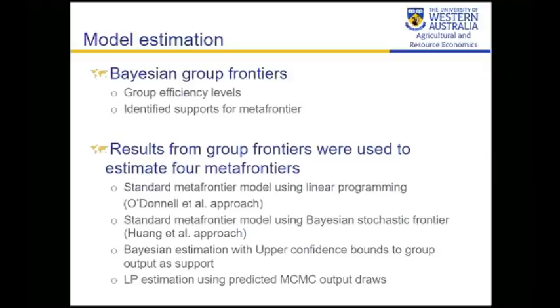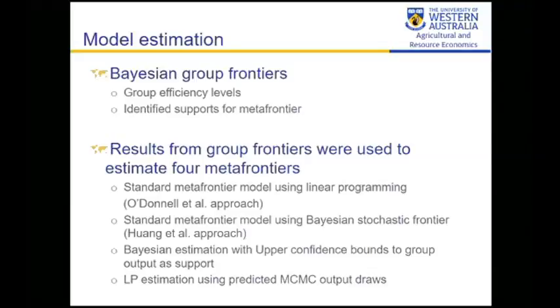And the fourth method we used is that instead of using the individual observations to estimate our Metafrontier, we use the predicted Monte Carlo output draws. So when we estimate our Bayesian group frontiers, we use the draws, entire chains from the group frontiers to estimate our Metafrontier. Now in here, we use a linear programming approach because we have a huge chain of individual observations such that we will not be able to run a stochastic frontier model on that. I think I attempted that in the computer. The model failed to run because it was a very huge data set. So we used a linear programming approach.